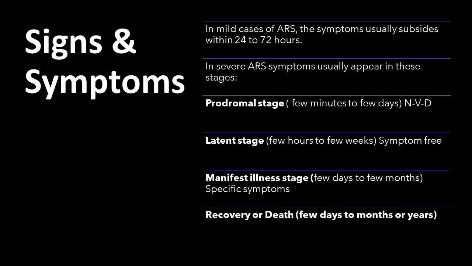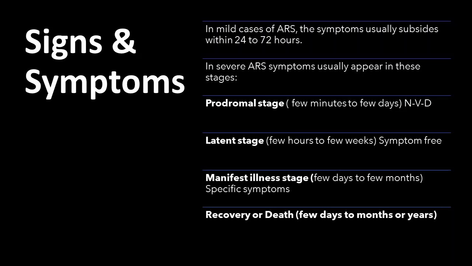Now, coming to the clinical features and signs and symptoms caused by the exposure of radiations. In mild cases of acute radiation syndrome, nausea, vomiting, diarrhea, anorexia, headache, malaise, and rapid heartbeat may occur. The symptoms usually subside within 24 to 72 hours. In severe acute radiation syndrome, the symptoms usually appear in these stages.